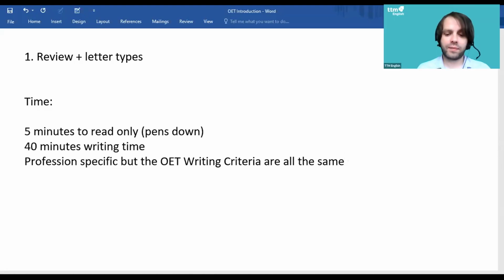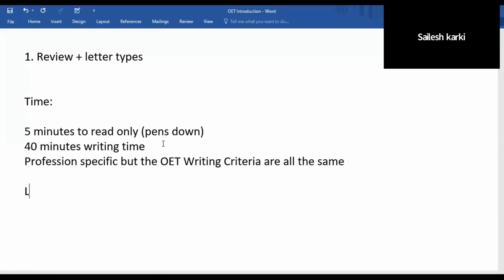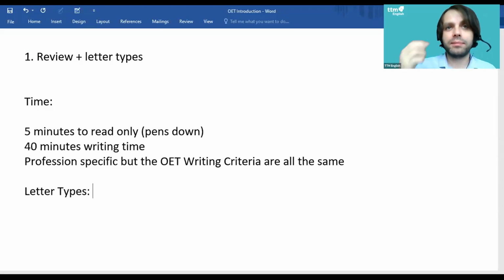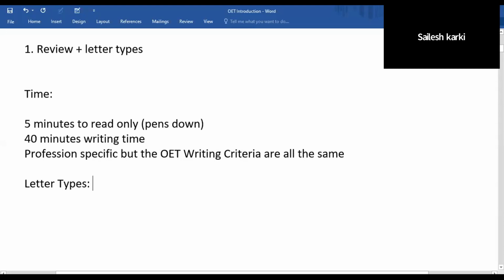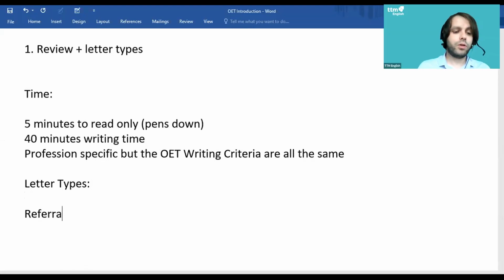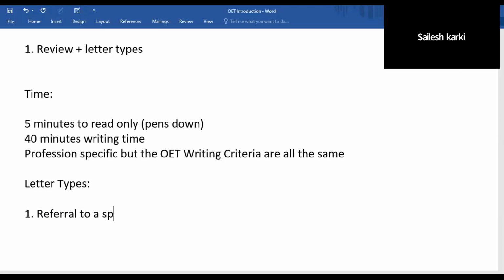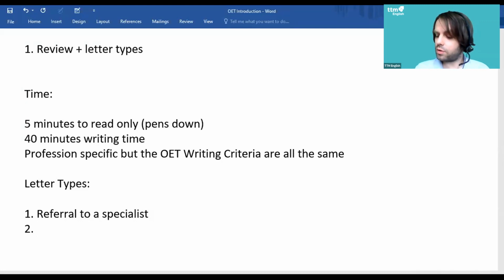It's profession specific. Let's talk a little bit about letter types though. So Sailesh, are you there? Yes. Letter types. When we study IELTS, we talk about essay types, don't we? But there are letter types in OET. What are they? So it can be either referral letters or discharge letters. There's referral to what? Referral to a specialist. Good. Occupational therapist, some other. Good. You're a little bit quiet, Sailesh. I'm sorry, so I'm just going to move on to someone else.